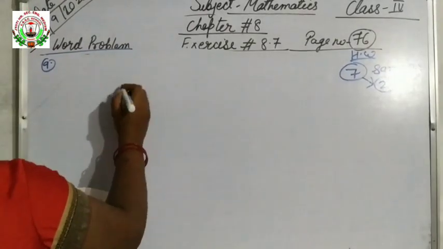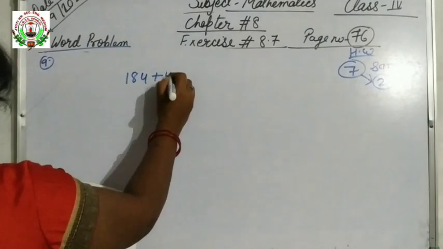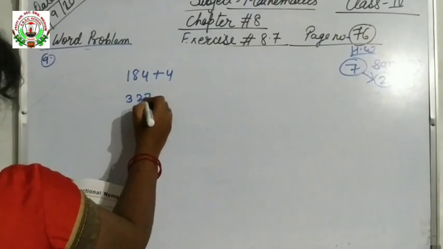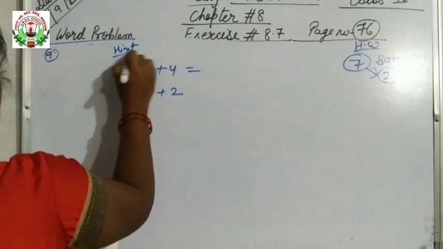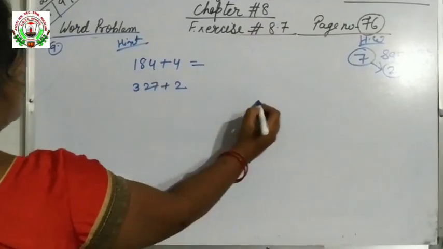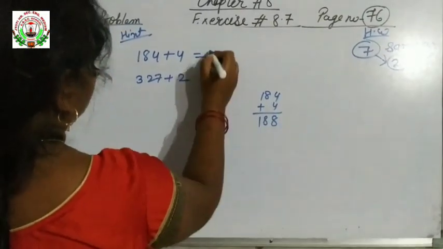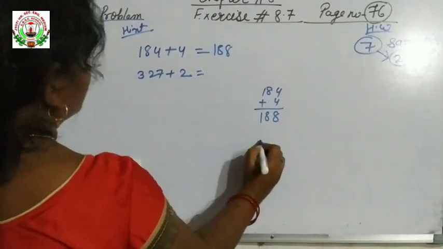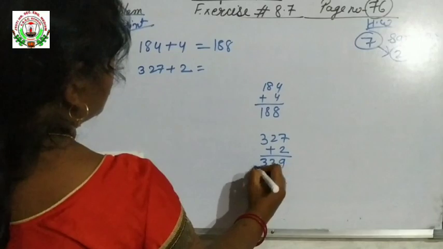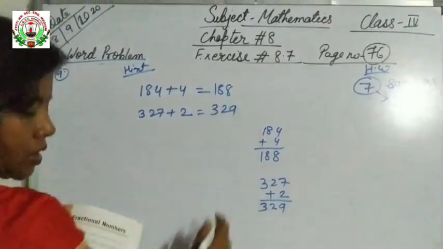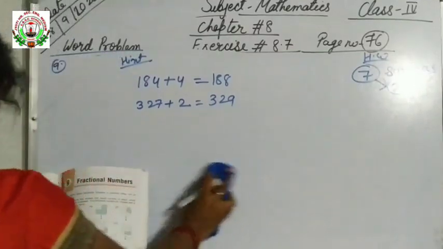Given number is 184 plus 4 and 327 plus 2. Here the hint is given. First we will add these numbers. Now 184 plus 4: 4 plus 4 is 8, so 188. Now 327 plus 2, that is 329. Now here first we will find out the HCF of the given numbers.